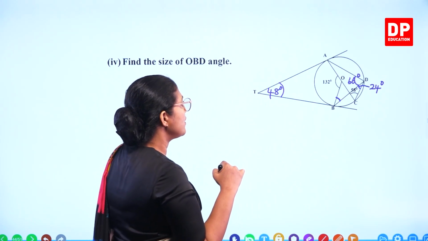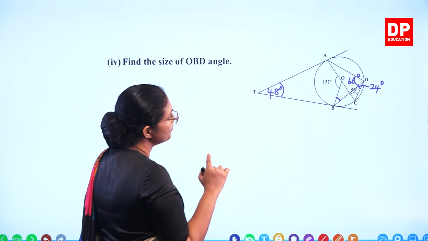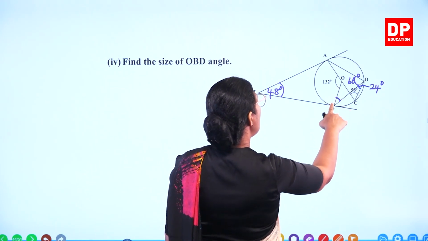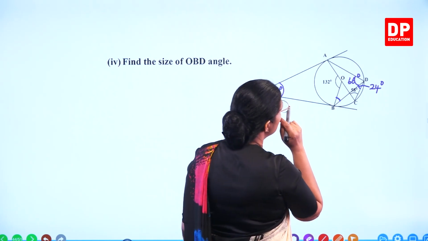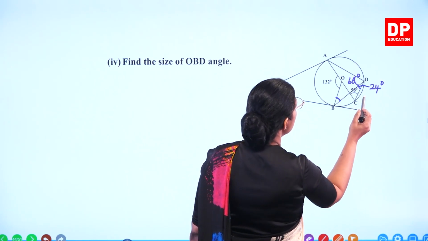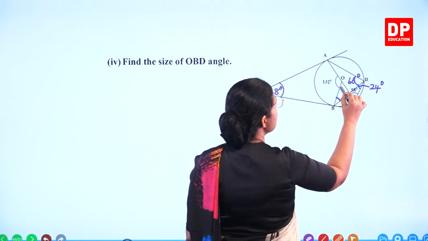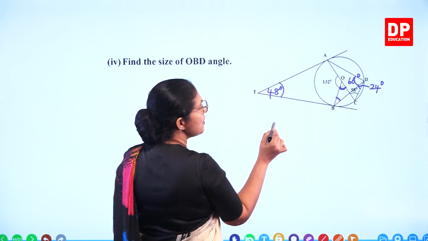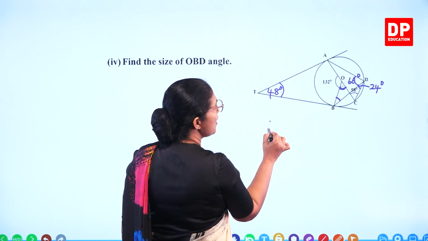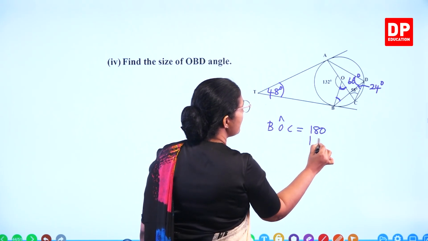How do you find that angle? OBD. OBD angle. Look carefully and see. This is 58. And what is this angle? This angle is 180 minus 132. So we can write BOC angle is 180 minus 132.